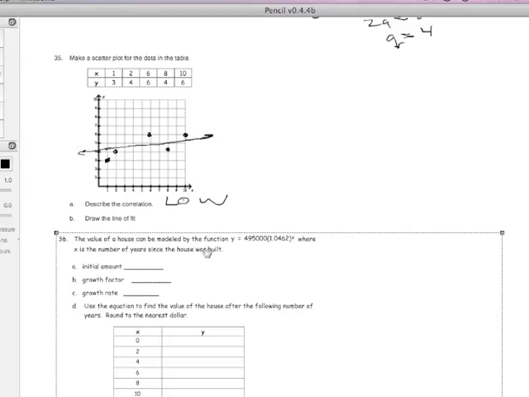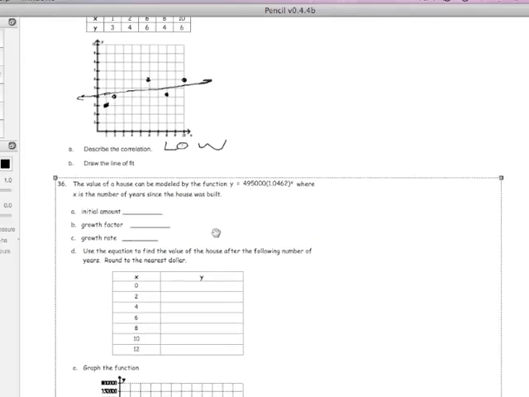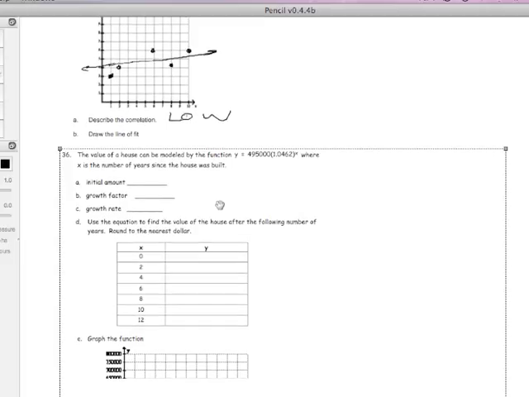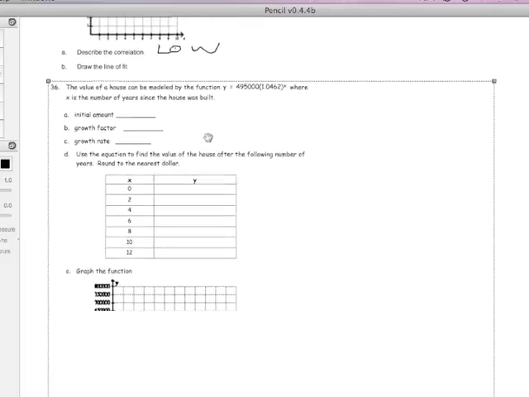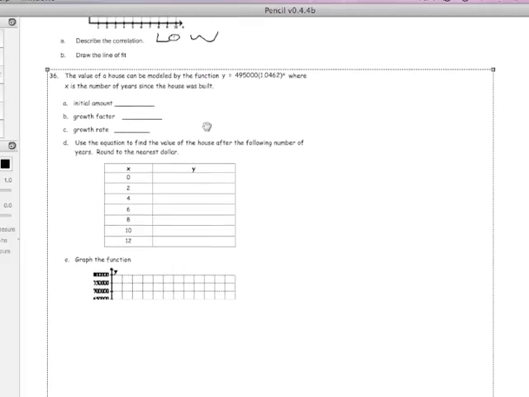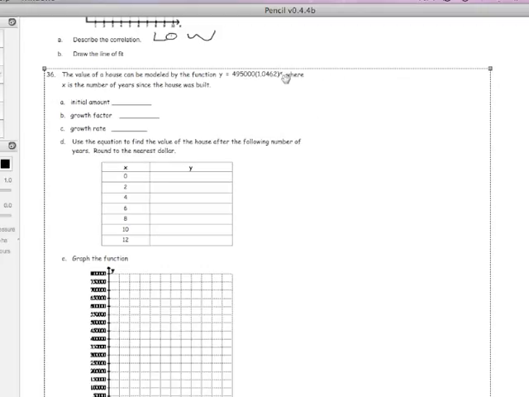All right. The value of a house can be modeled by this function, where x is the number of years since the house was built. Okay, that's cool. So look at time 0. If at time 0, we want to know what the house is worth. The house is worth 1 point blah blah blah to the 0, which is 1 times $495,000. That's a pretty nice house.